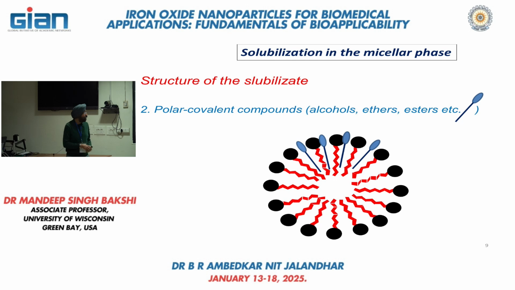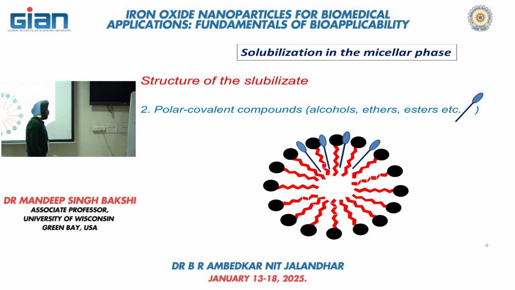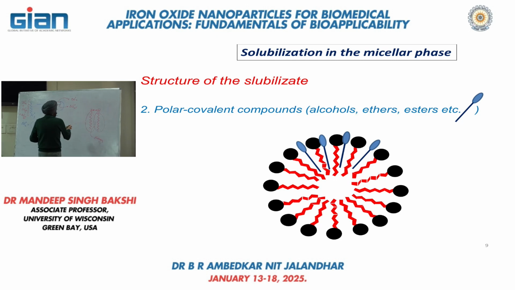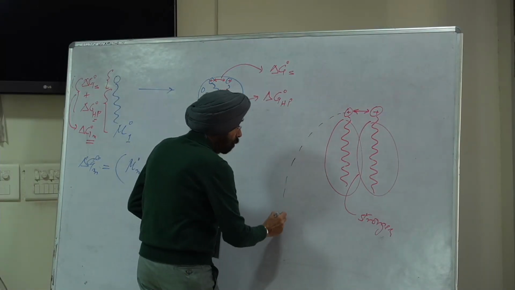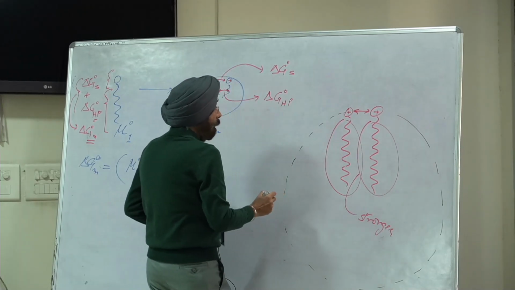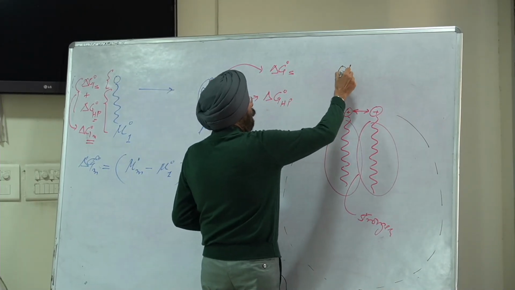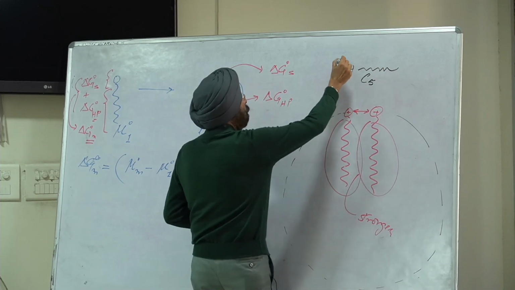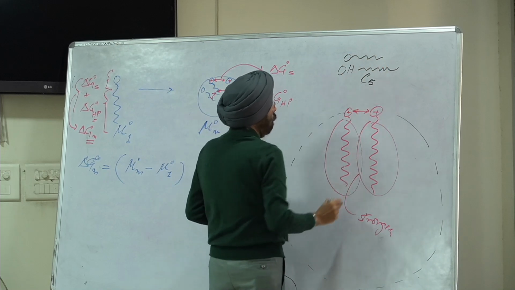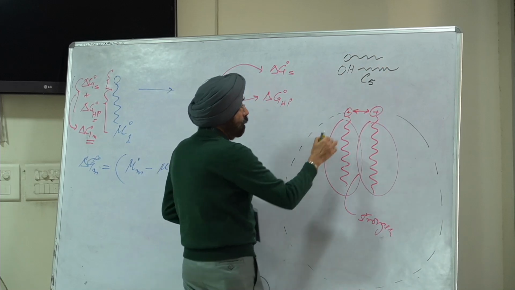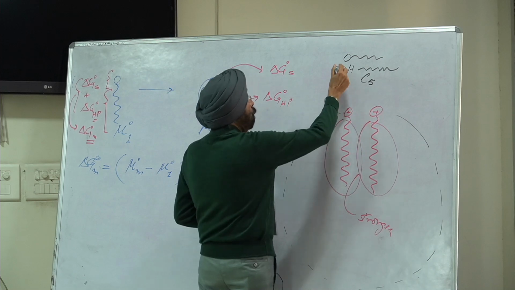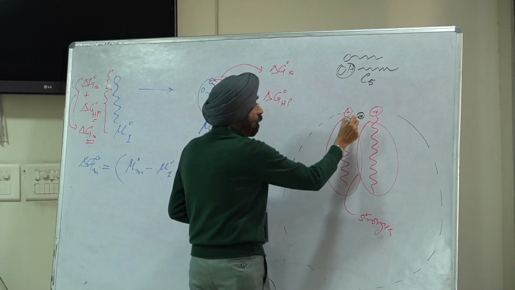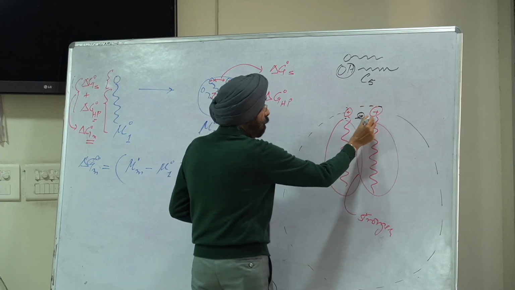How are they going to be solubilized? Suppose someone asks you, I understand that this is the micelle, right? But the question is, if this is the micelle and I am dealing with the alcohol, OH, right? Pentanol, you can say C5. I can represent it just like a surfactant molecule. How is it going to be solubilized? I'll say that this is OH, so OH will be over here. OH has to be here because this is the polar region.